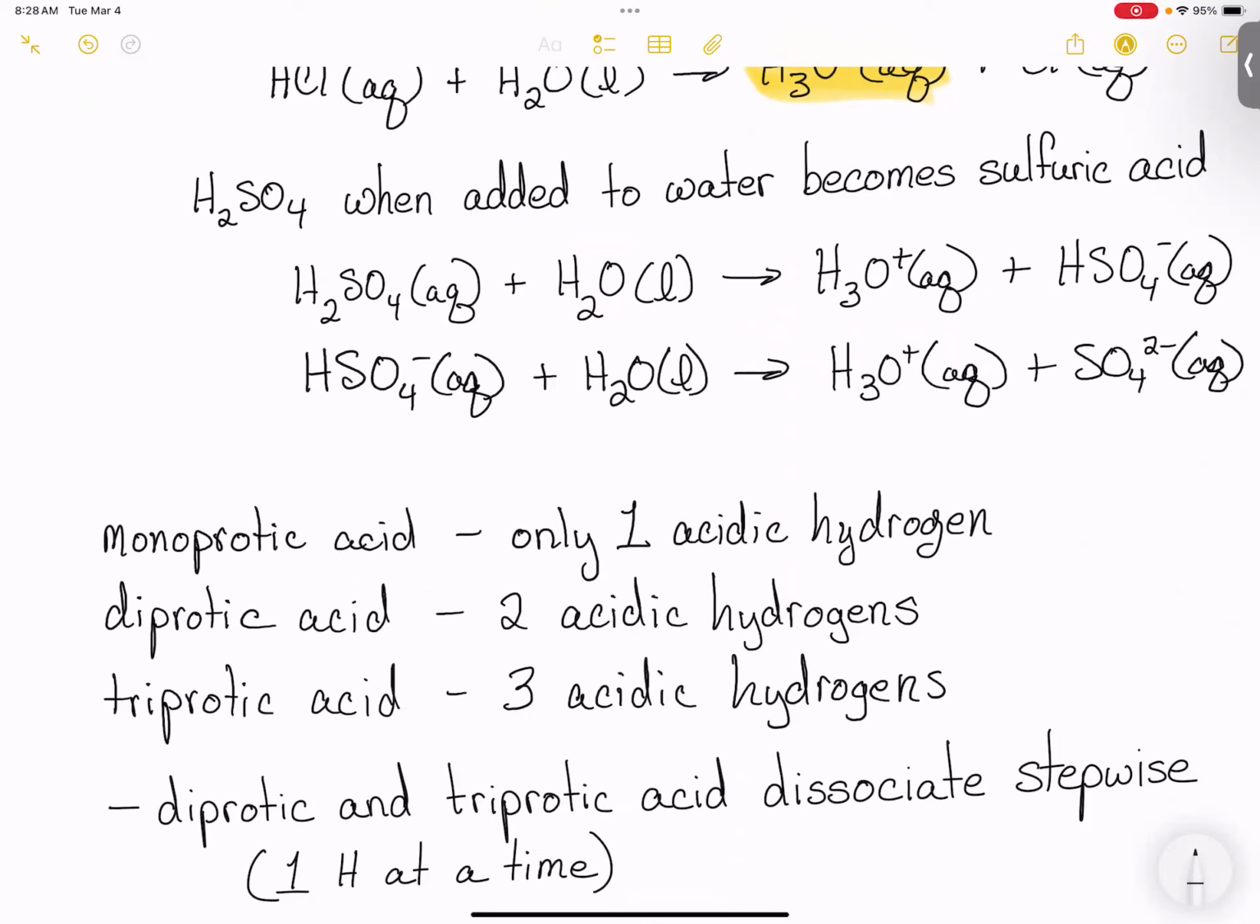Acids can be monoprotic, meaning they're going to give up one hydrogen. They can be diprotic, meaning they're going to give up two. Triprotic, meaning they're going to give up three. If they're diprotic or triprotic, they're going to dissociate in a stepwise fashion, meaning they're going to give up one hydrogen at a time.